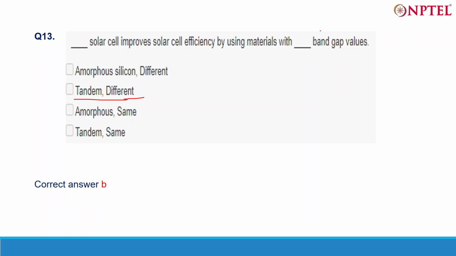And the tandem solar cell is basically a stack of p-n junctions. So each of these is actually formed with different band gap energy. So it will actually help in absorbing a long range of the spectrum, not like amorphous silicon or something. Okay. So basically, tandem solar cell improves the solar cell efficiency by using materials with different band gap values. So the correct answer is this: tandem and different. Okay, so the correct answer is option B. Okay, so if there are any questions, you can ask them.